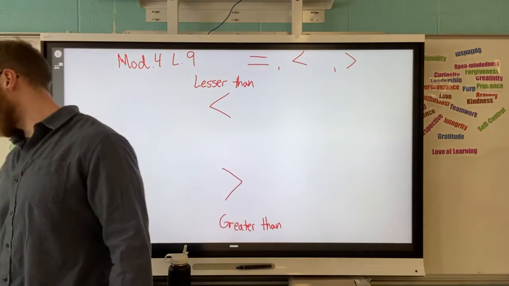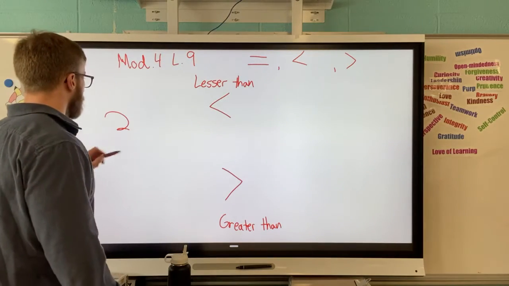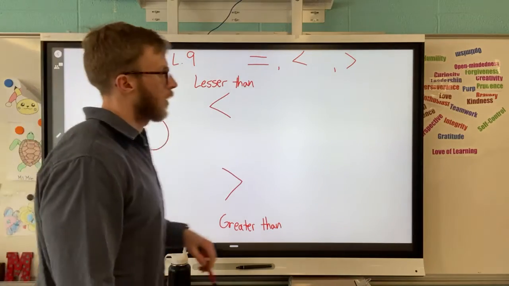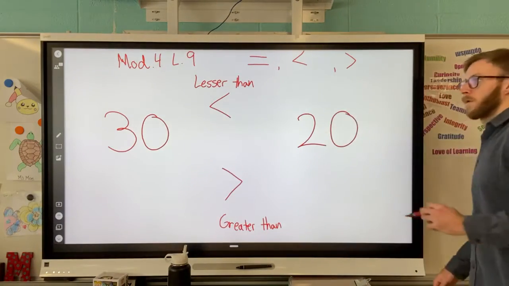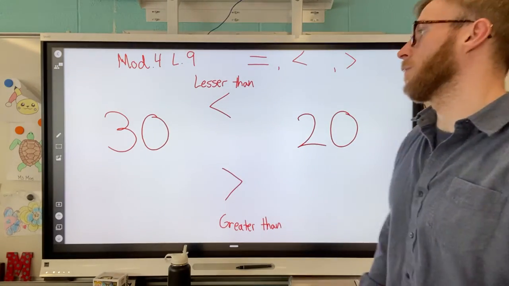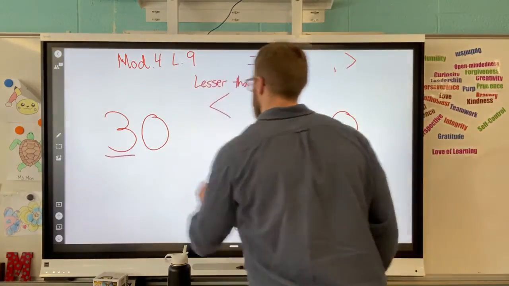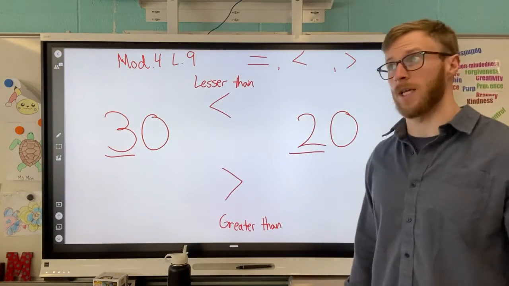Remember, picture it as that alligator. It always helps me. We're going to do 30 and 20. All right, let's start off right by looking at the tens place value. So the tens place over here and over here. Which one has the greater tens place, or are they equal?